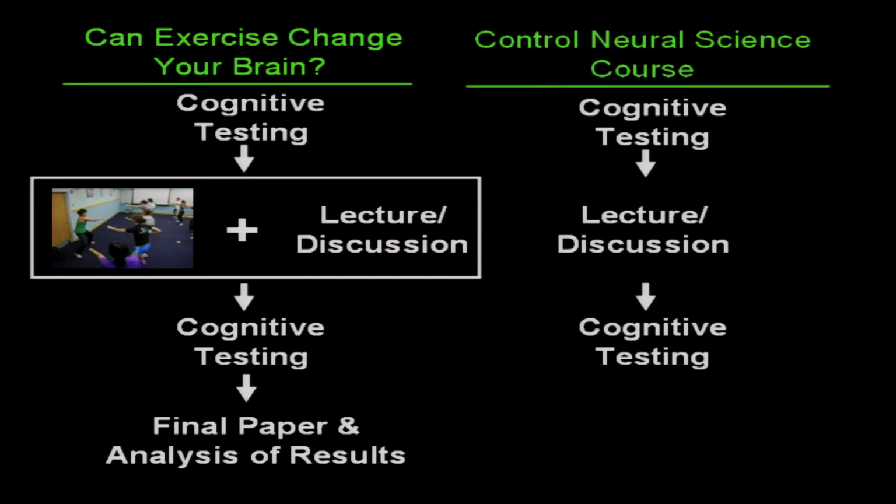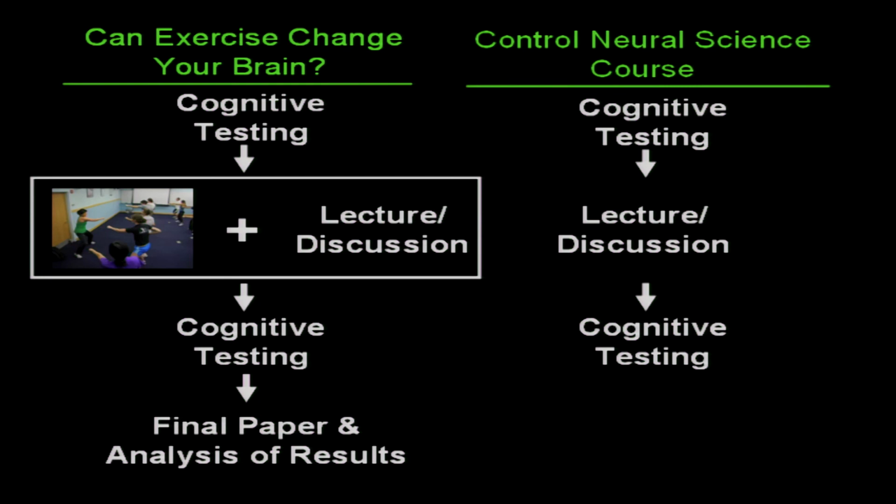And we compared this pre versus post cognitive testing with another control neuroscience elective course. This was a course on molecular neurobiology of learning and memory. They did not exercise during their class. And we also tested them cognitively at the beginning and at the end of the semester. So what did we find?